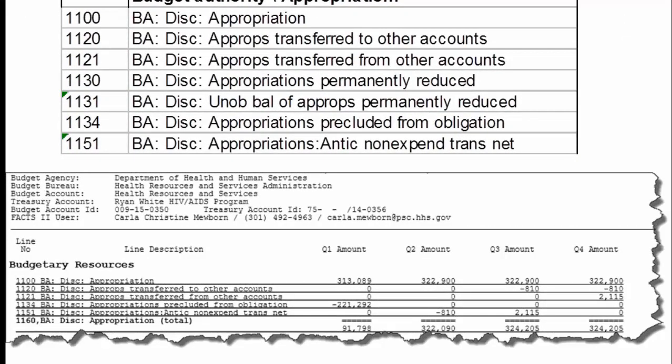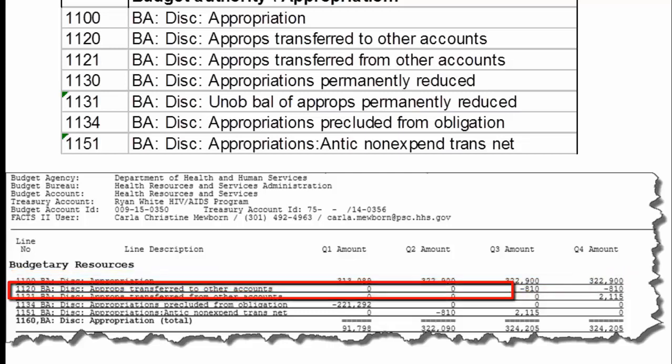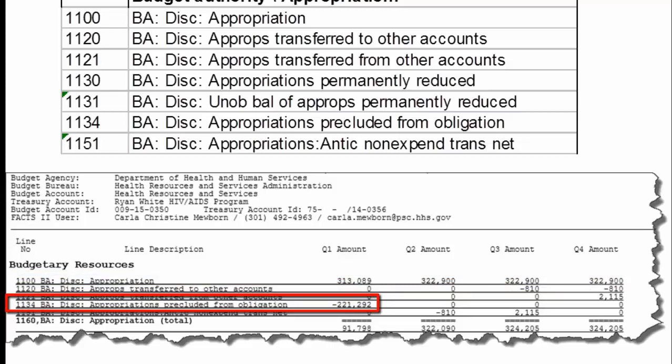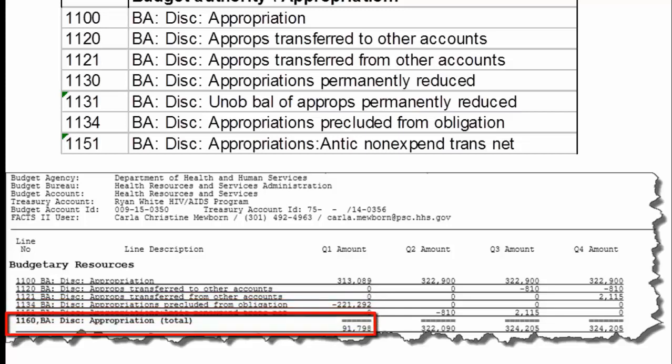Here is a sample SF133 reflecting some of these lines. Note the change in the appropriation amount from Q1 to Q2. Q1 reflects the amount appropriated under a continuing resolution, and Q2 reflects the full year appropriation. Note on line 1134 the amount reflected as precluded from obligation. The $91.8 million on line 1160 represents the percentage of the annualized appropriation, $313 million, available under the CR.